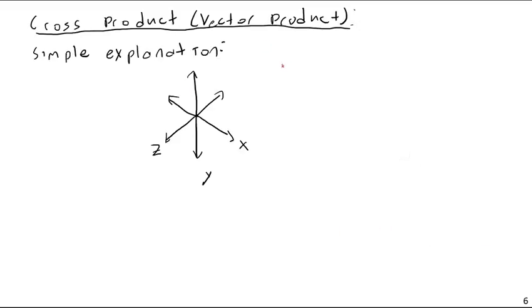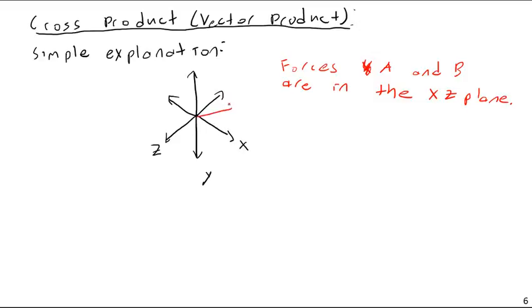So I have force A and B in the xz plane. They don't have to be. They can be in any arbitrary plane, but let's for simplicity say they're in the xz plane. So say I have force A and I have force B, and they are separated by an angle theta.